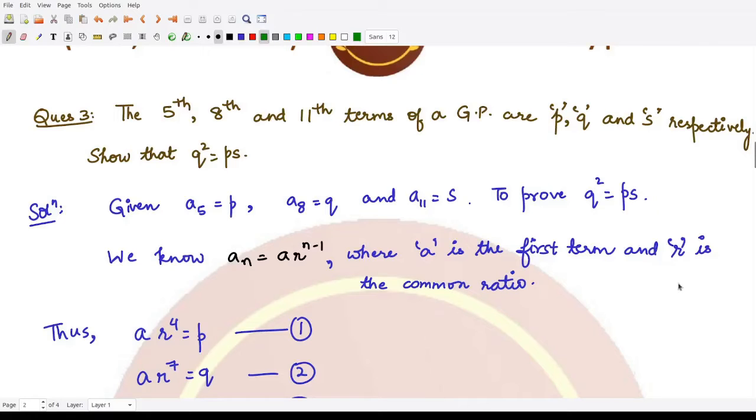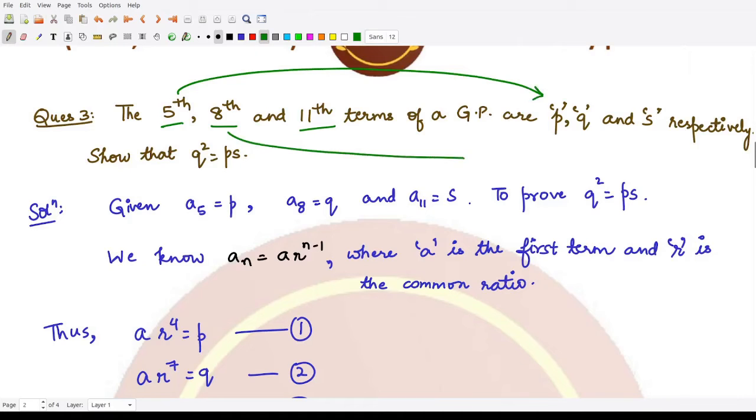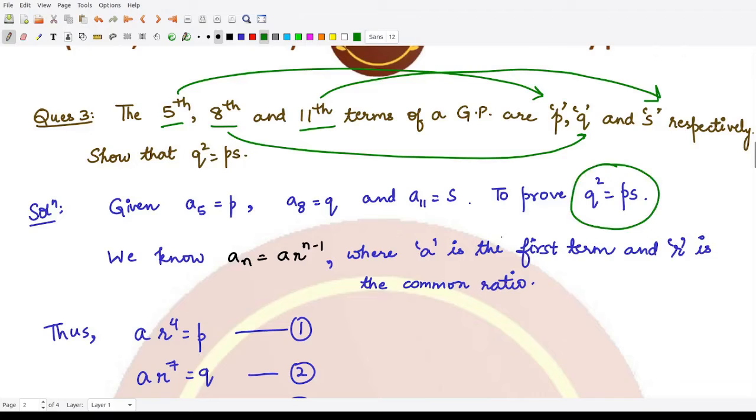In this video, we shall be solving question number 3 of exercise 9.3. So here the question says, if the 5th term, the 8th term and the 11th term of the given GP are given to be P, Q and S respectively, we need to prove Q square is equal to PS.